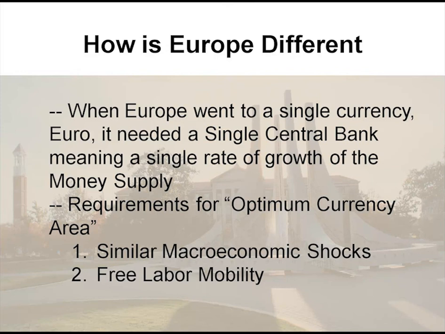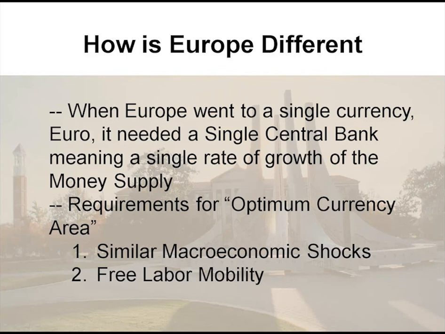When Europe formed a single central bank, they had a single currency over a large geographic area. And back in the early 1960s, an economist at Columbia University named Robert Mundell did some path-breaking research on optimum currency areas. He eventually got the Nobel Prize for that. And he says there are two things that are important for a geographic area to operate with a single currency and a single rate of growth of the money supply: similar macroeconomic shocks and free labor mobility. Similar shocks means that everybody wants to have the rate of growth of money supply the same because their economies are growing or shrinking at the same rate.